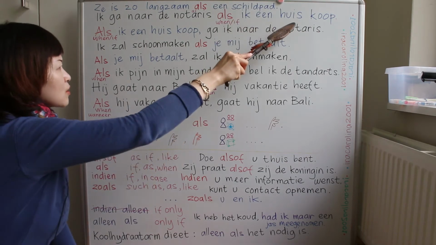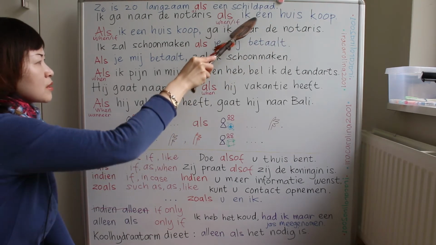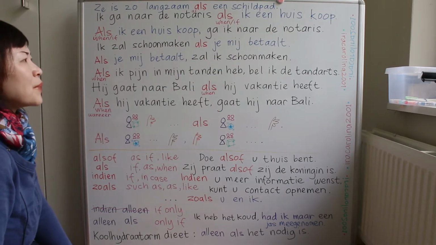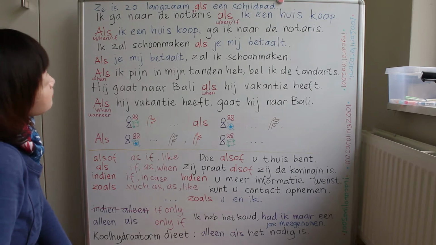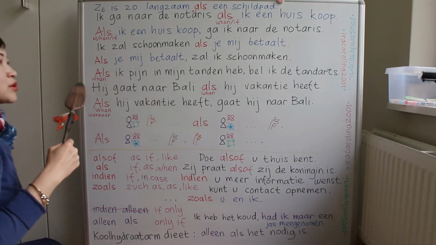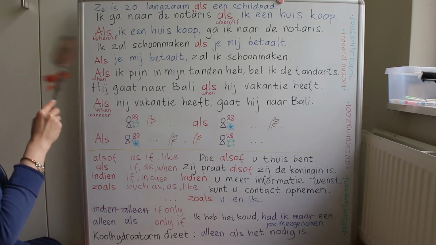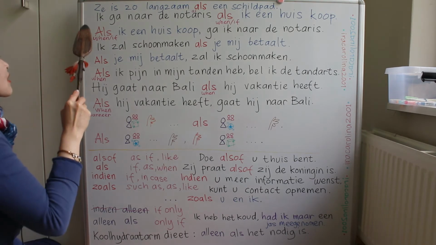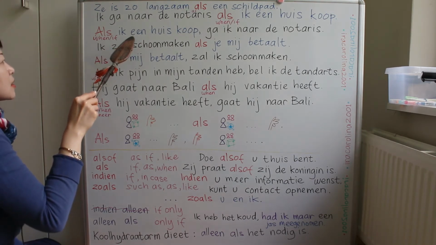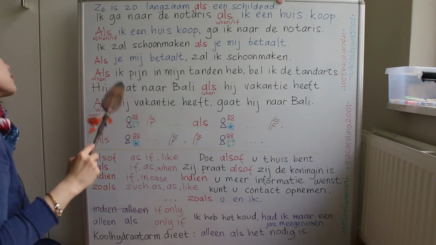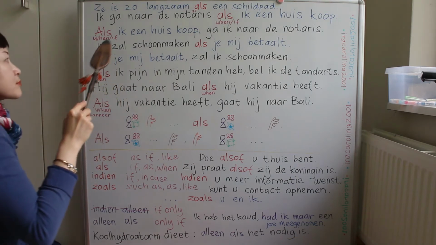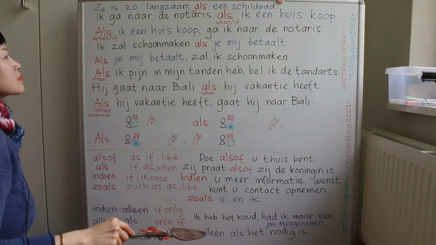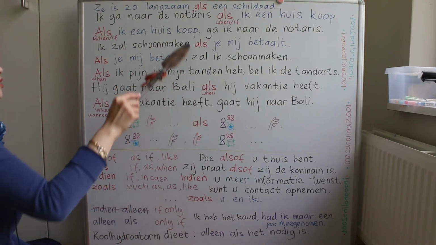Ik een huis koop. I a house buy. Or if you want to use the als in the beginning of the sentence: als ik een huis koop, when or if I a house buy. Don't forget, put a comma here.